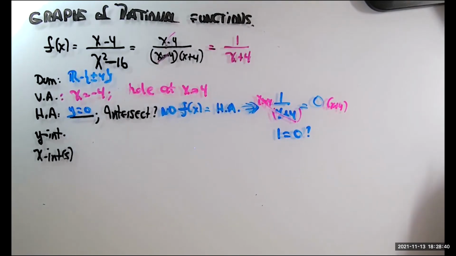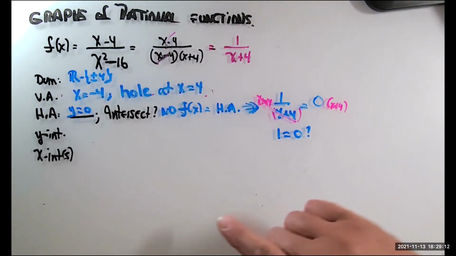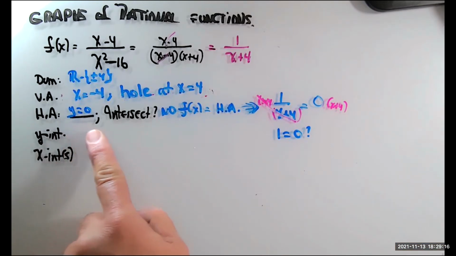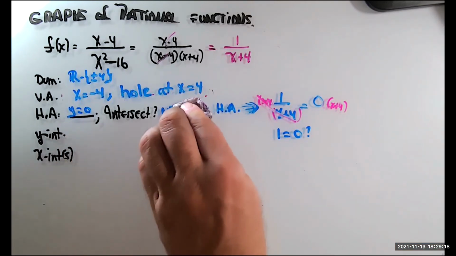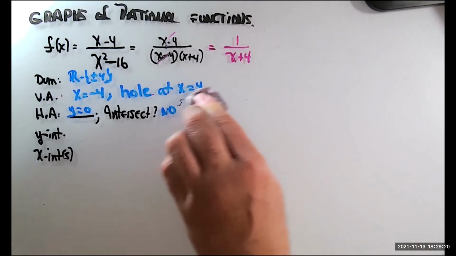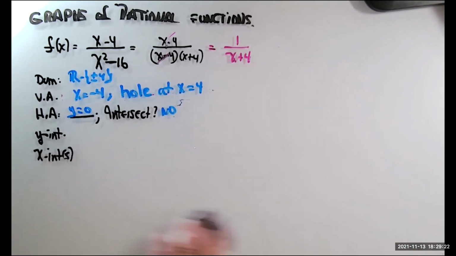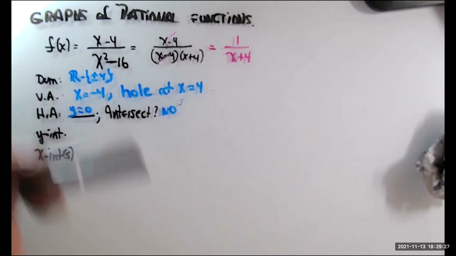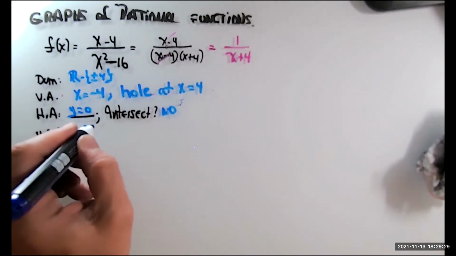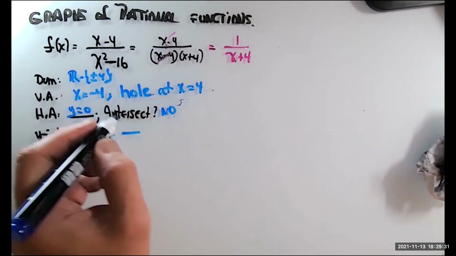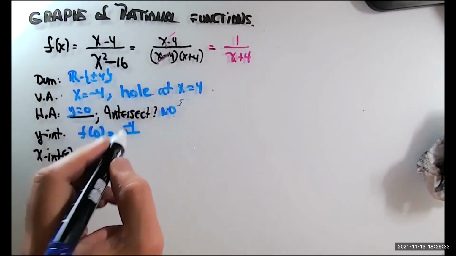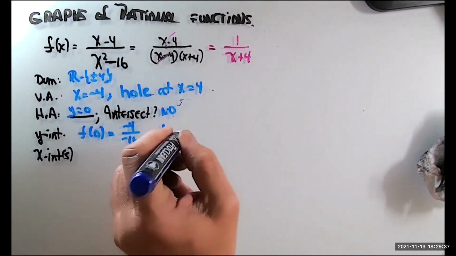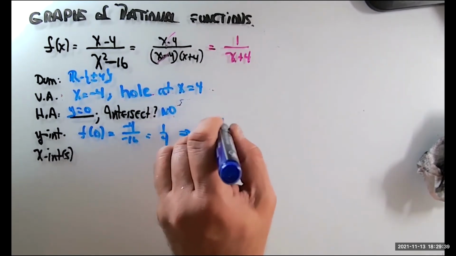So what do we have so far? We know that the horizontal asymptote equals 0, and we do not intersect. Okay. What is my y-intercept? We make x equals 0. f of 0 equals 0 minus 4, which is negative 4, over 0 minus 16, negative 16. So it will be 1/4. So the y-intercept is 0, 1/4.